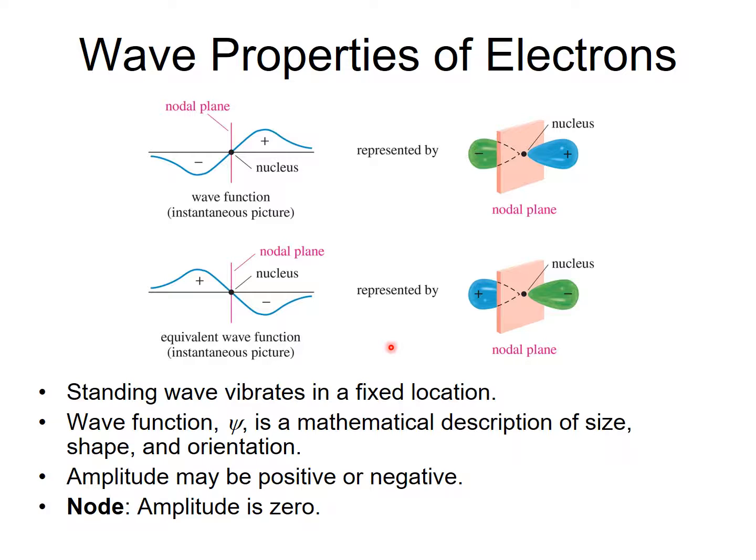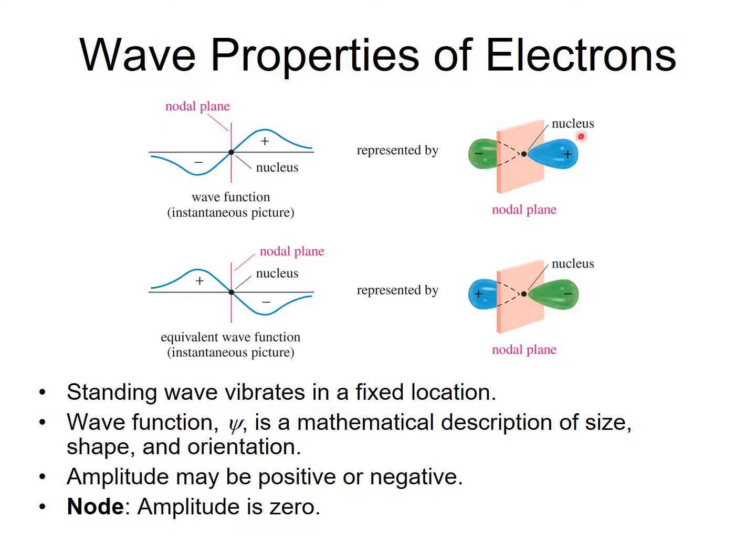So variations thereof. Okay, so now we're looking at wave properties of electrons. Because electrons have the duality of being both a wave and a particle, you can actually represent electrons as a math function that describes a wave. So a wave function, psi, is a mathematical description of the size, shape, and orientation of that wave. The amplitude can be 0, it can be negative, and a node is when the amplitude is 0.